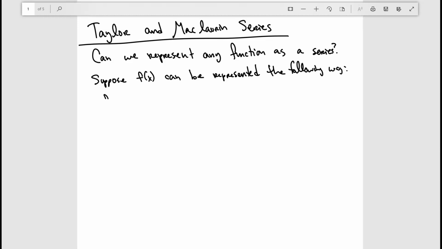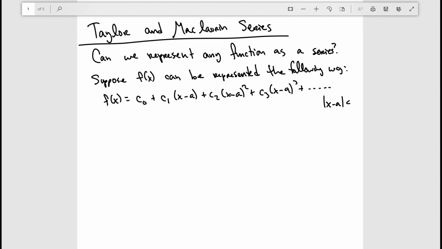Okay, so let's say you had f of x. This can be represented as c0 plus c1 (x minus a) plus c2 (x minus a) squared plus c3 (x minus a) cubed plus and so on, provided that the absolute value of x minus a is less than r. So basically we're representing a function as a geometric series. Okay, so let's just suppose that we can represent it like this.